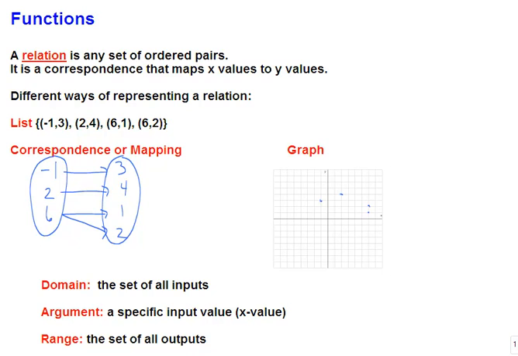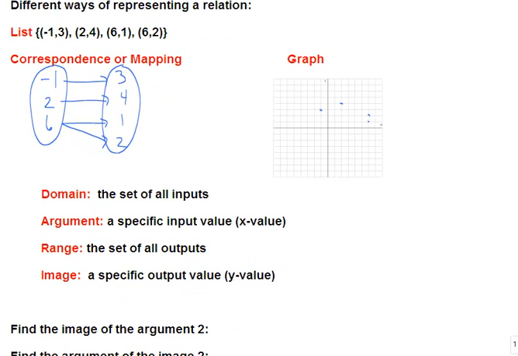Some vocabulary that you need to be familiar with when we talk about relations and functions is the first word here, domain. A domain is the set of all your inputs, and since our inputs here are being associated with x values, you want to think of your domain as all of your x's. So in this example, if you think about your list or your correspondence or your graph, you would want to write your domain as all the x values that were used.